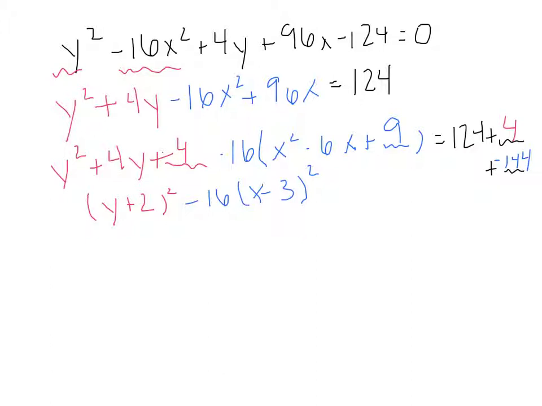All right, so we can go ahead and simplify that right-hand side. Here's what you're going to need to do. 124 plus 4 minus 144. So we get negative 16. Don't worry about that too much yet.